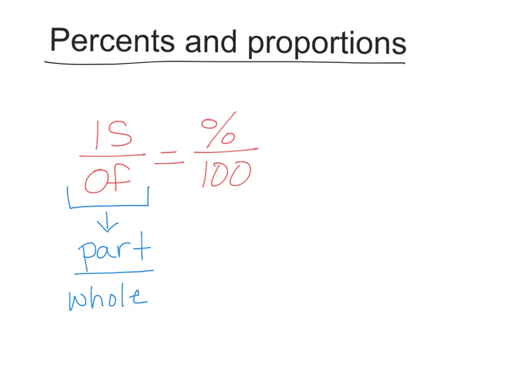Okay, so today we're going to continue talking about ratios and proportions, but we're going to connect that to percents. You may have seen this proportion last year where you had is over of equals percent out of 100. If not, think about is over of as the part over the whole. And when we have a part out of a whole, we can try and figure out what percent that is by setting this ratio equal to the percent out of 100. And that's because percent means out of 100.